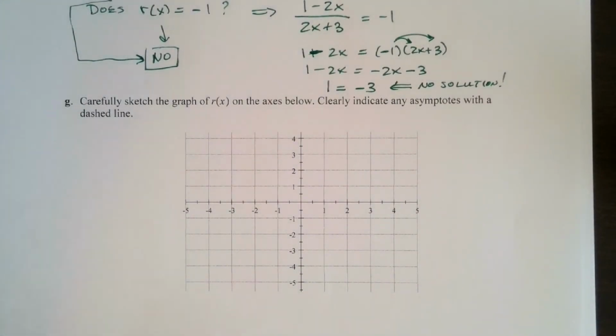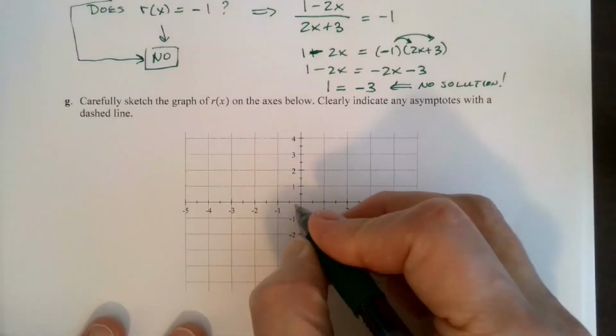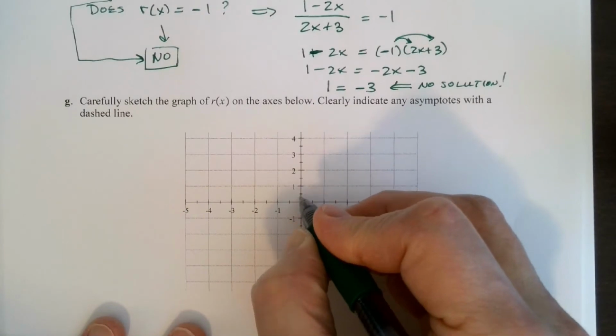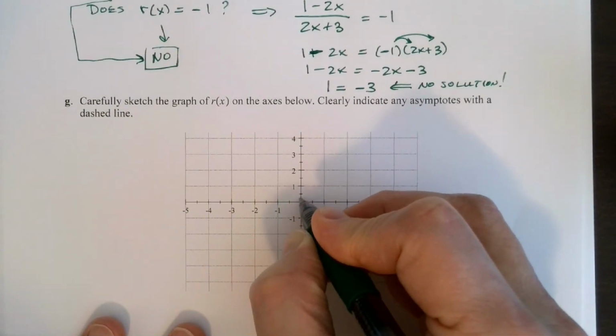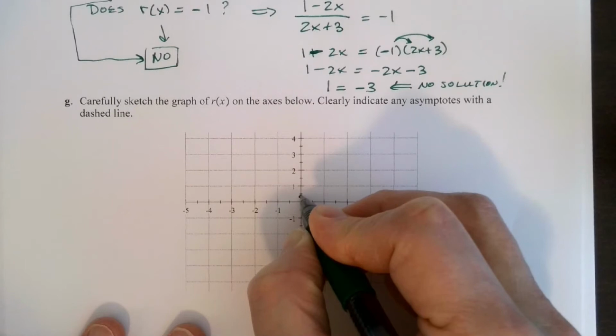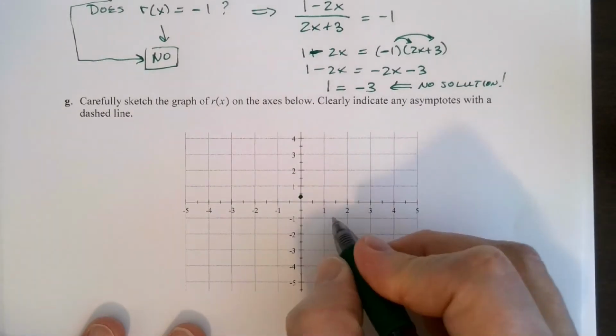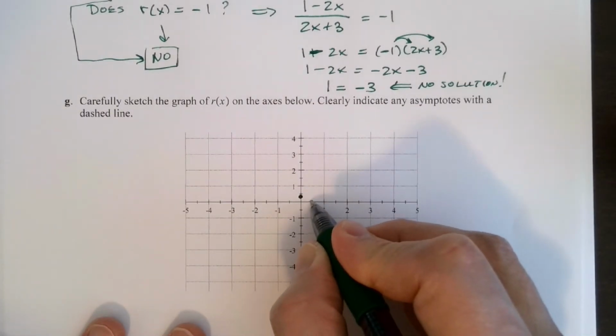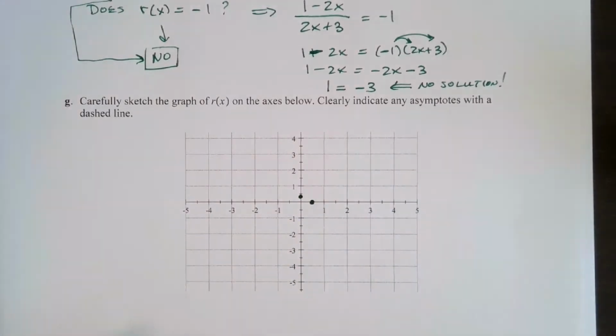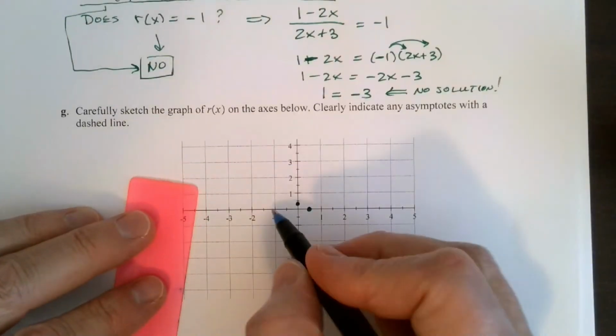I'm going to plot the points that I know. I know 0, 1/3. So here's 1, 0, 1/3. There's a half. A third is about right there. That's the y-intercept. My x-intercept was 1/2, 0. Those are 2 points pretty close to each other. And then I have a vertical asymptote of x equals negative 3/2. Negative 3/2 is negative 1.5.